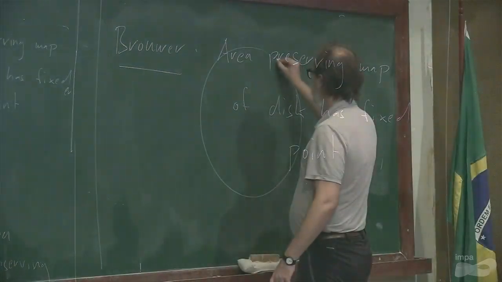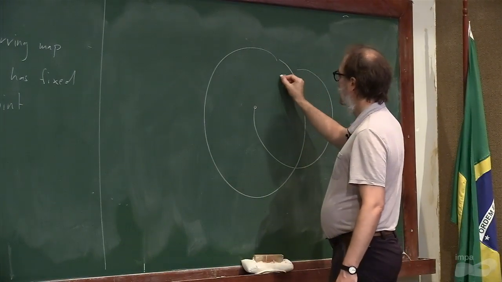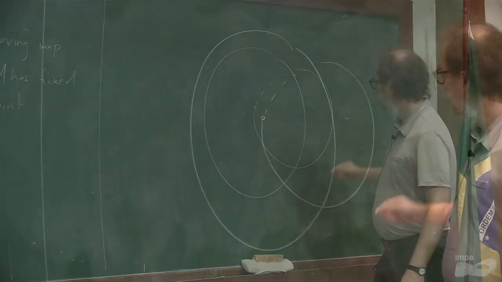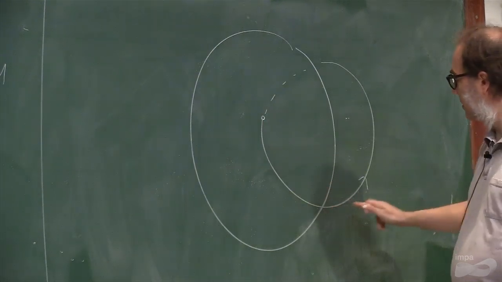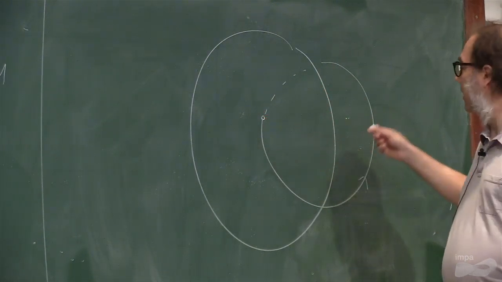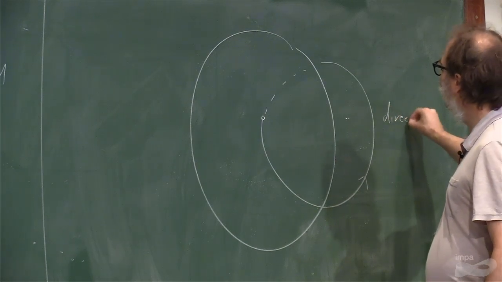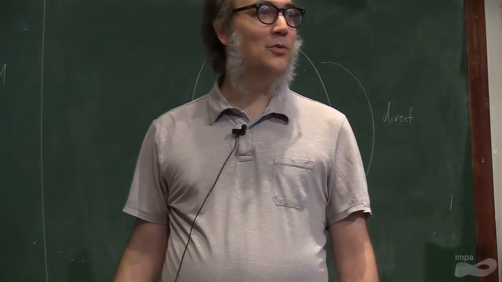So here we have our disk, and here some fixed point. And if you have a fixed point of this Poincaré return map, then the orbit is a periodic orbit. And that would be the direct one. So that's how Birkhoff wants to find the moon. And Umberto will continue with this story. Thank you.